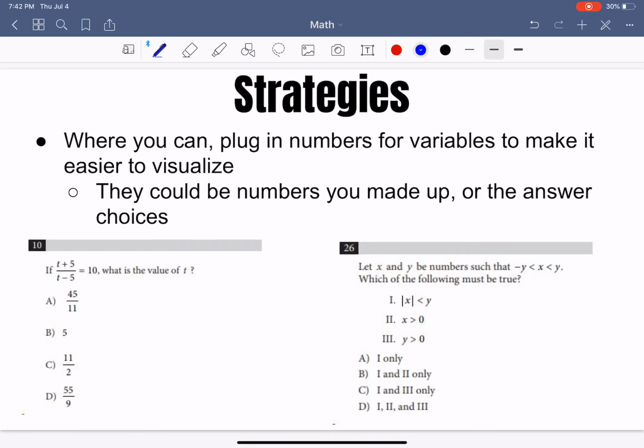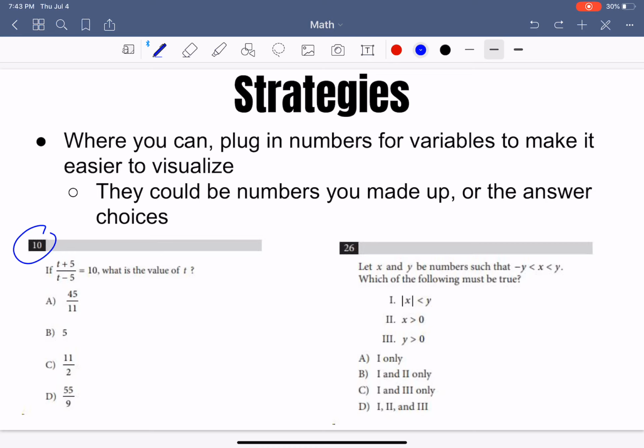Those numbers that you plug in could be numbers that you make up, or it could be answer choices. So in this case, you have: if (t + 5)/(t - 5) = 10, what is the value of t? Personally, what I would do for this one, I would just solve it. I would multiply (t - 5) by 10, and then I would solve the equation, right? To me, that's the faster thing.